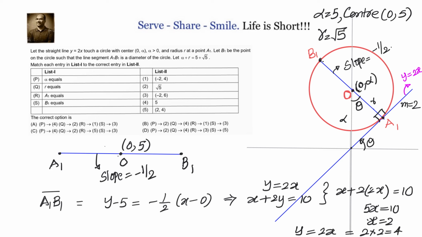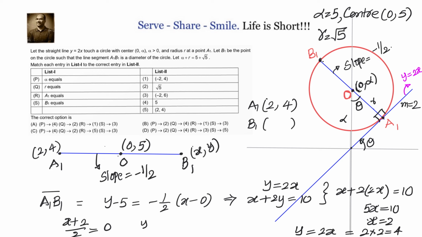If the coordinates of A1 are (2, 4), O is the midpoint of A1B1 because the center is the midpoint of the diameter. Then we can find B1: the midpoint should be (0, 5). For x, 2 on one side means minus 2 on the other. For y, 4 plus what gives an average of 5? That is 6, so B1 is (-2, 6). We can also use the midpoint formula: (x plus 2) by 2 equals 0, (y plus 4) by 2 equals 5. Simplifying, we get x equals -2 and y equals 6. So the coordinates of B1 are (-2, 6).